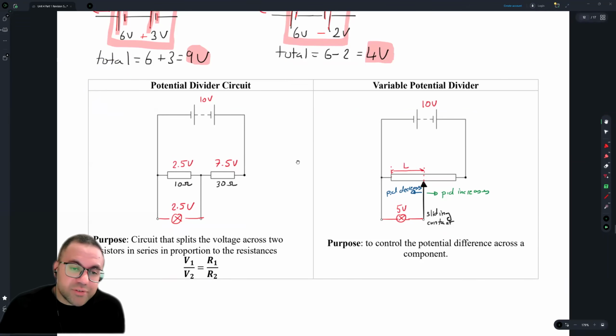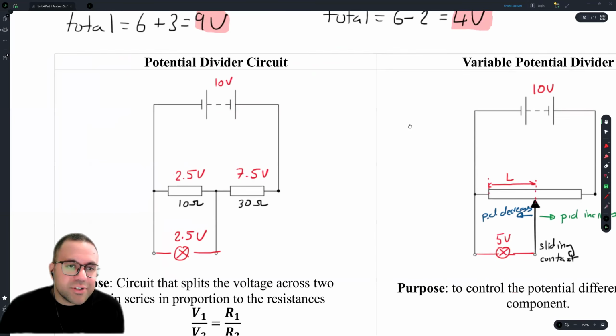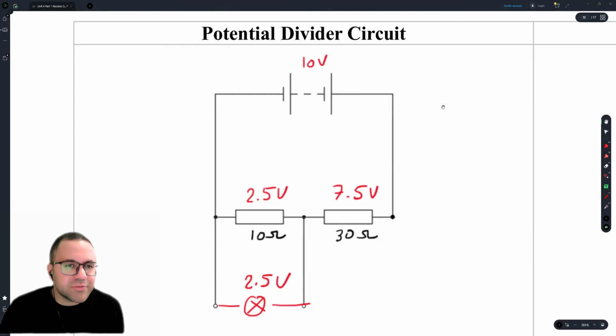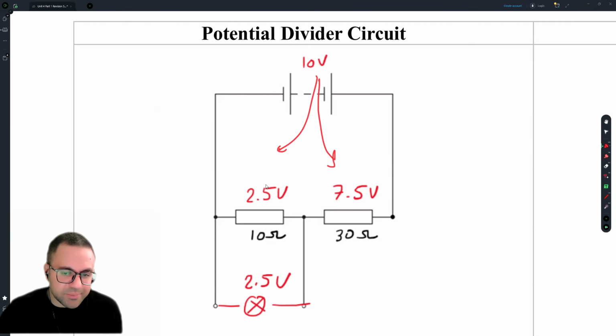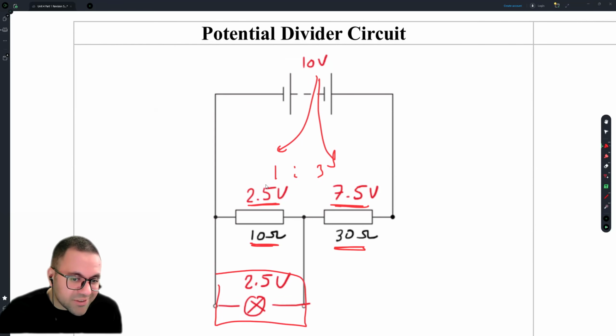Finally, let's talk about the potential divider. A potential divider is just a very fancy way of saying two resistors in series. But the function here is to actually split the voltage. Like, look at this example. If this was a 10 ohm and this is a 30 ohm resistor, the voltage will split with a ratio of 1 to 3. So 2.5 volts to 7.5 volts. Do you know what that means? This means if you connect another light bulb only parallel to the first resistor, it gets 2.5 volts. You get to choose what the voltage is across it.